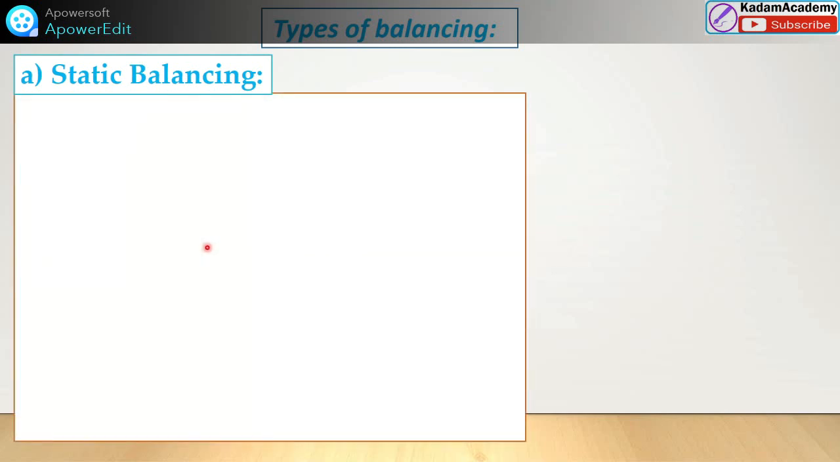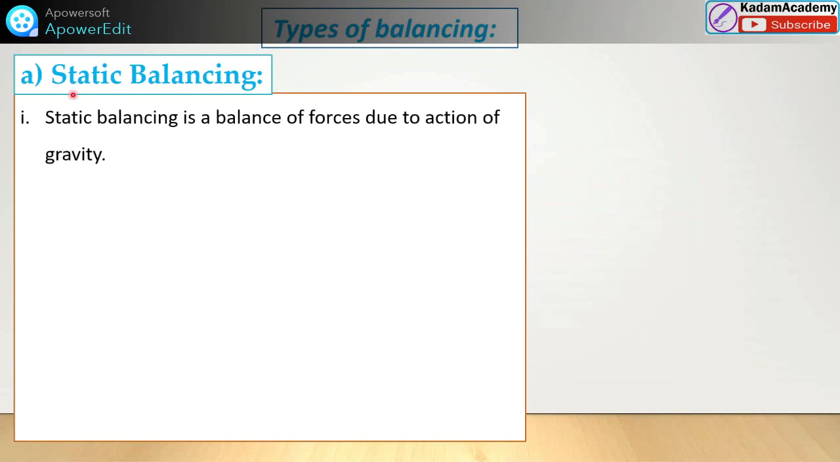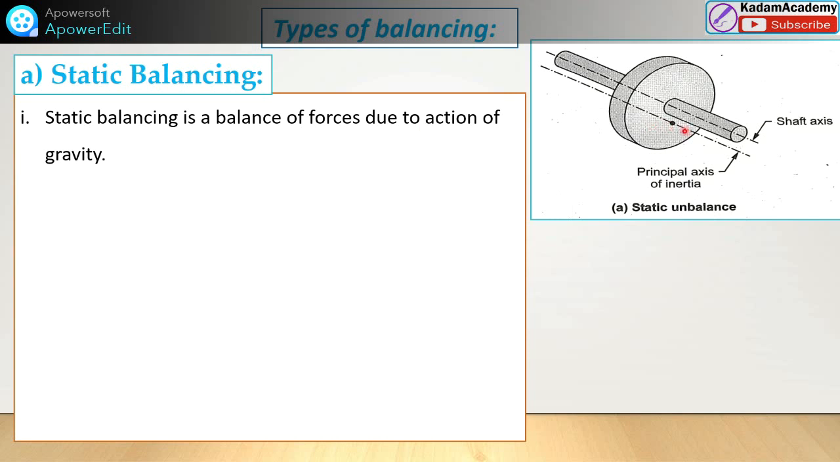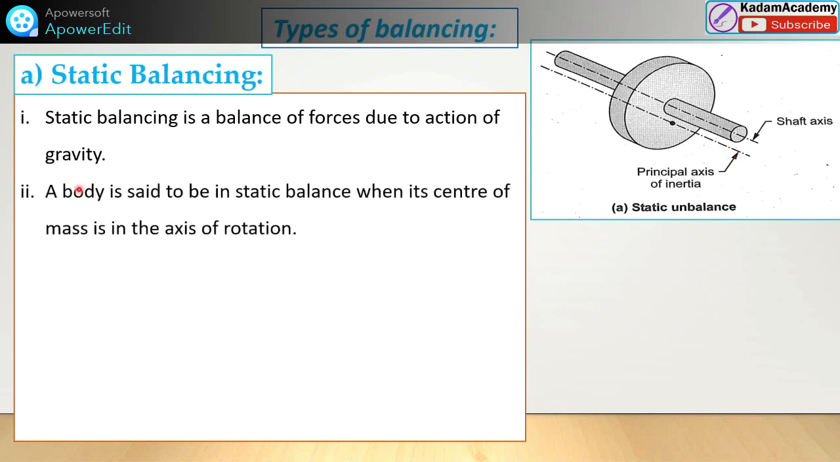And there are two types of balancing, the static balancing and dynamic balancing. First we'll study the static balancing. Under static balancing, the balance of forces due to the action of gravity, that means the center of mass, here the center of mass. Okay, this shaft axis is there. This is the disc, the axis of the shaft, and this is the center of mass and this is the axis of inertia. The body is said to be statically balanced when its center of mass is on the axis of rotation.